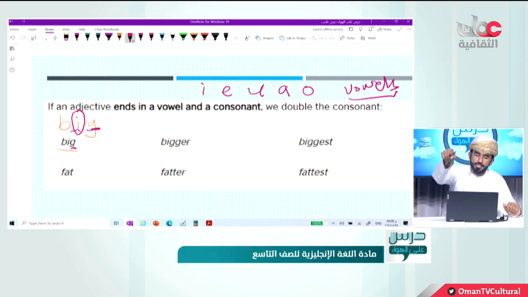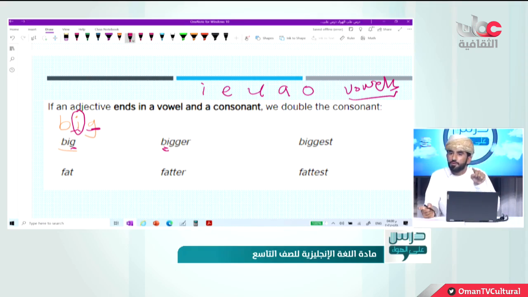The consonant, exactly. So big becomes bigger. Look, why? Because of the I, the vowel I, then G. So if the adjective ends in a vowel and a consonant, we double the consonant. We don't double the vowel, we double the consonant, right? The consonant here is G, so you have to double it, big, and then you have to add ER. Similar to the superlatives, biggest.